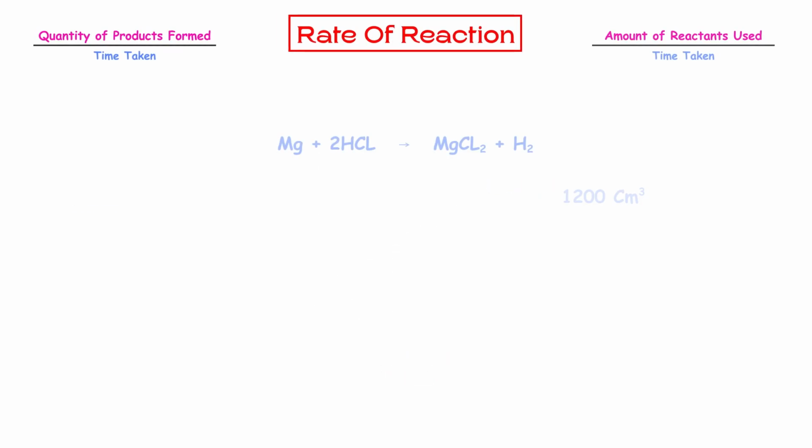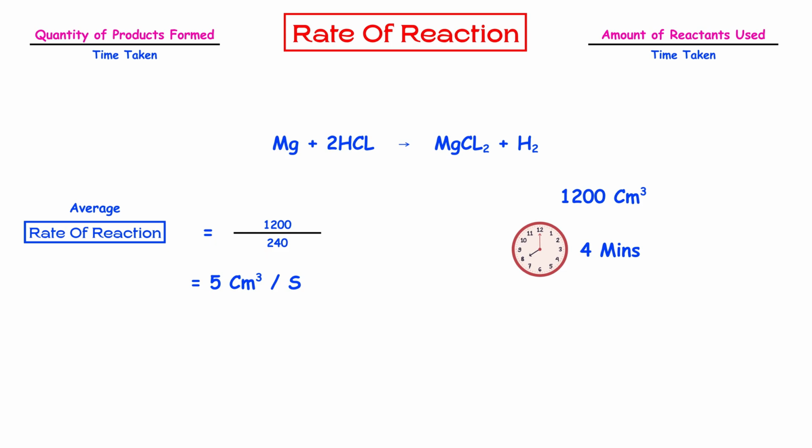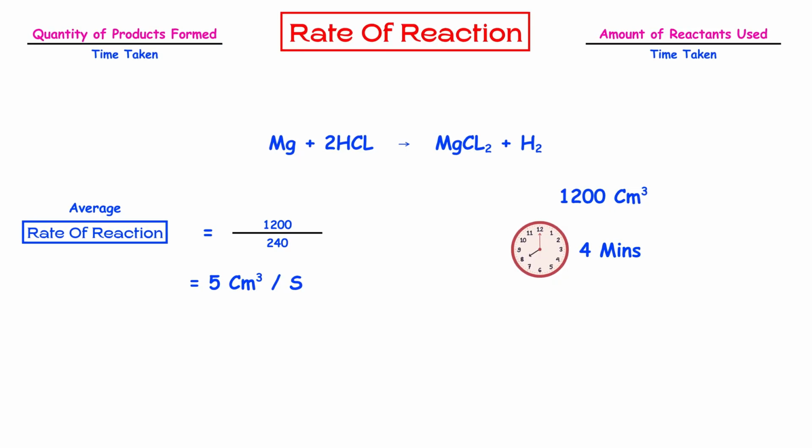change to happen. For example, if a reaction between magnesium and hydrochloric acid produced 1,200 cubic centimeters of hydrogen gas in 4 minutes, then to calculate the mean rate, we would divide 1,200 by 4 times 60 seconds, which is 240 seconds, giving us a mean rate of 5 cubic centimeters per second. However, the limitation of this calculation is that it only provides an average rate across the entire 4-minute period.